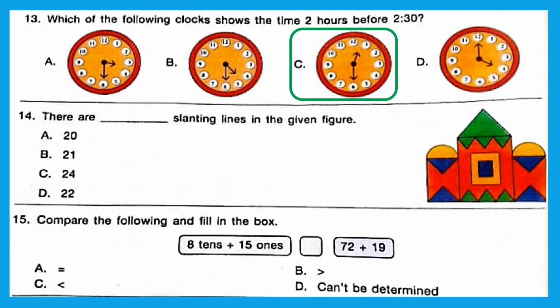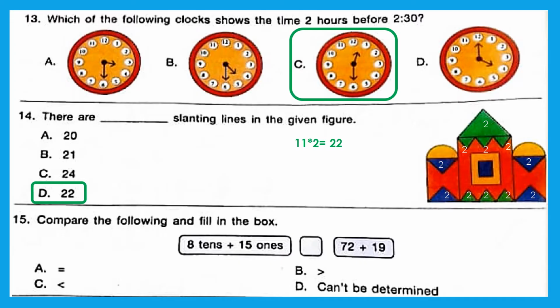Question 14. There are dash slanting lines in the given figure. So the slanting lines we can see in triangles only. So each triangle has two slanting lines. 1, 2, 3, 4, 5, 6, 7, 8, 9, 10, 11, 12, 13, 14, 15, 16, 17, 18, 19, 20, 21 and 22. So in total there are 11 triangles, twice 11, right? So we have 2, 11 times. 11 into 2 is equal to 22 and we also counted it was coming as 22. So option D is the right answer.